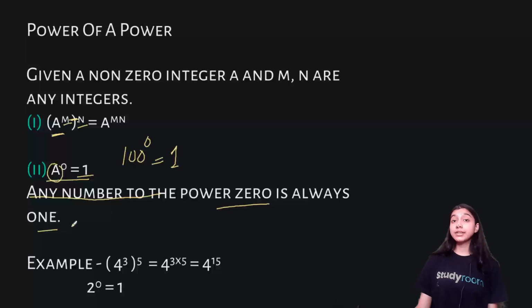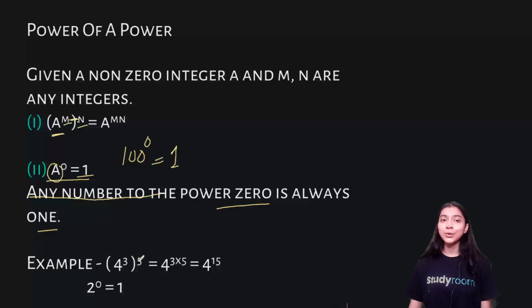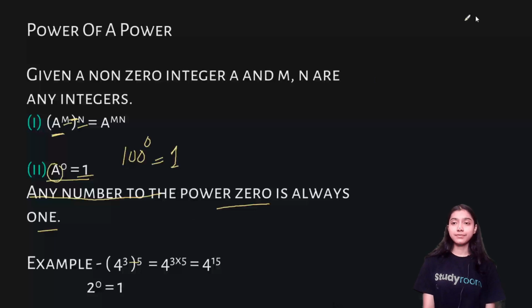Now let us try doing some examples on the laws that we learned just now. So we have 4 to the power of 3 and this entire thing is raised to another power. That's why I told you, power of a power. It is raised to another power 5. So what will happen? Both the powers will be multiplied. So 3 multiplied by 5 gives us 15. So our answer will be 4 to the power of 15. Now if we have 2 to the power of 0, any number raised to the power of 0 gives us 1. So the answer will be 1 in this case.